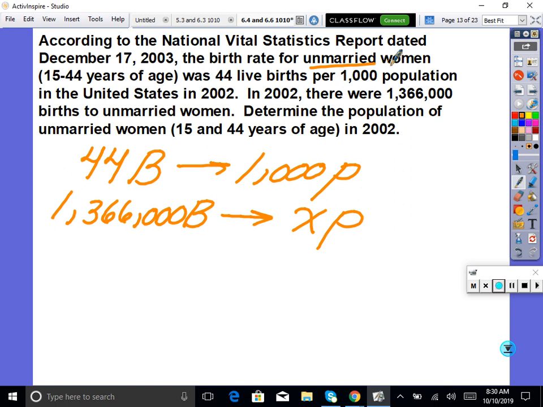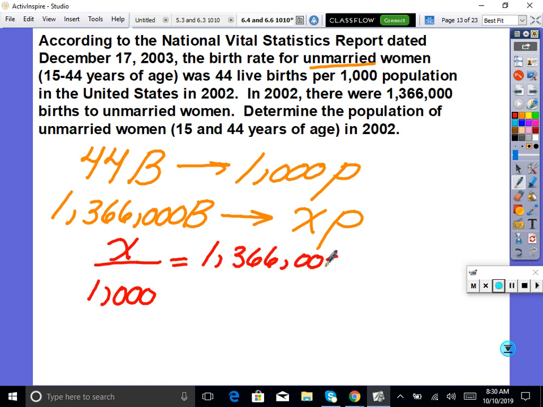Here we go. So let's set up a true statement here. Wouldn't you want to put X on top to make your life easier? So what would we put? X over 1,000, right, everybody? We're going to do corresponding sides equals 1,366,000 over 44. So then from there you would times up by 1,000. So then you'll do that in your calculator.